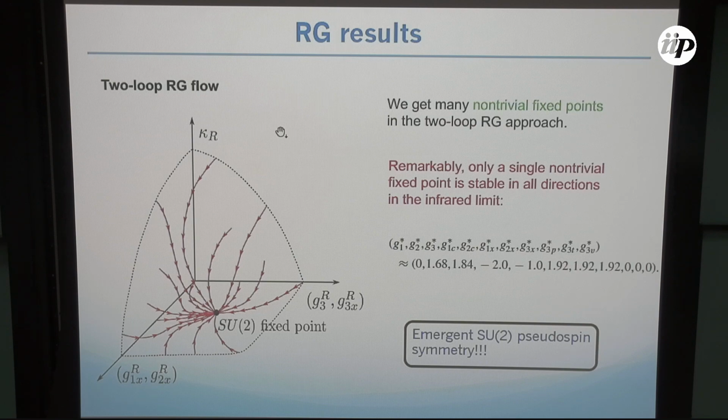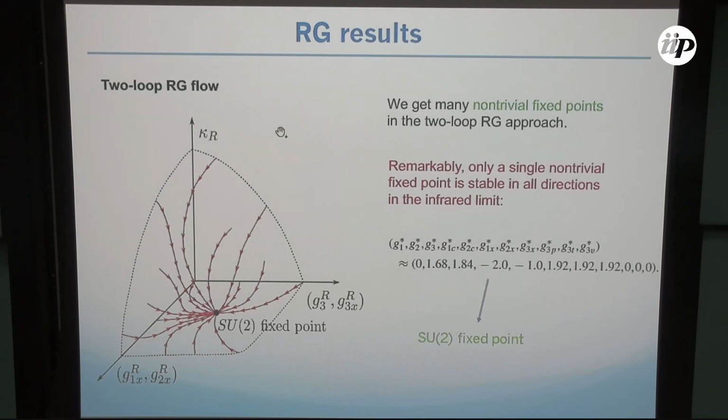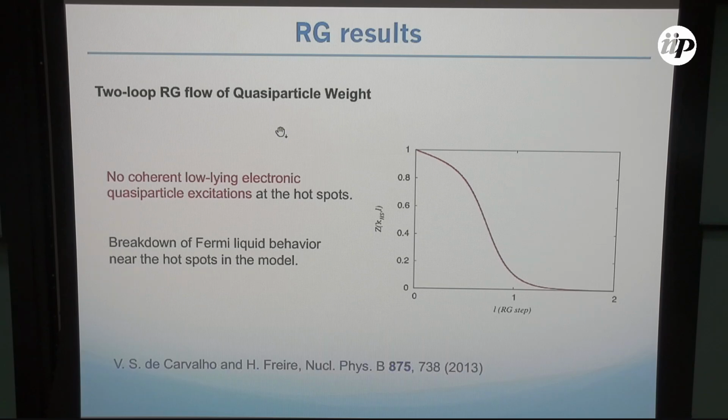And one very interesting aspect of this fixed point is, even though initially the model is not invariant under SU2 pseudospin symmetry, the fixed point is. So what that means is the interactions that break the SU2 pseudospin symmetry are actually irrelevant in the RG sense. This is what we mean by emergent SU2 pseudospin symmetry. Okay, so we can calculate many things.